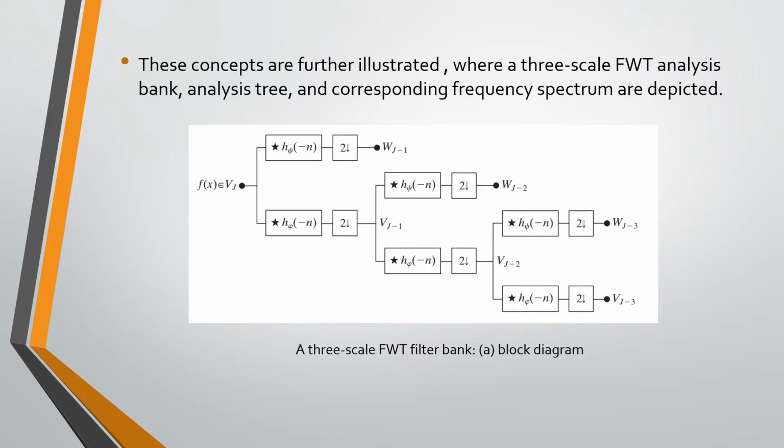The function f(x) belongs to V_j and is subdivided by h_psi(-n) followed by decimation by 2, which gives rise to W_(j-1), and h_phi(-n) followed by decimation by 2, which gives rise to V_(j-1). Likewise, the FWT filter bank goes on to give W_(j-3) and V_(j-3).